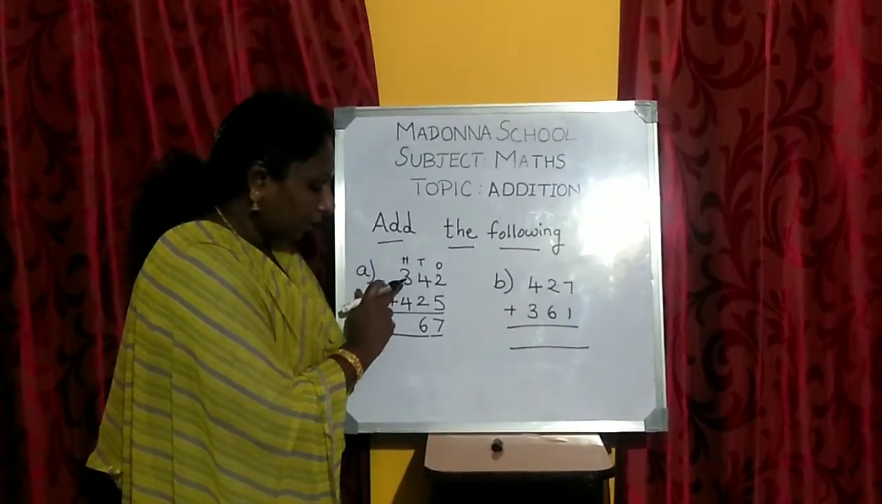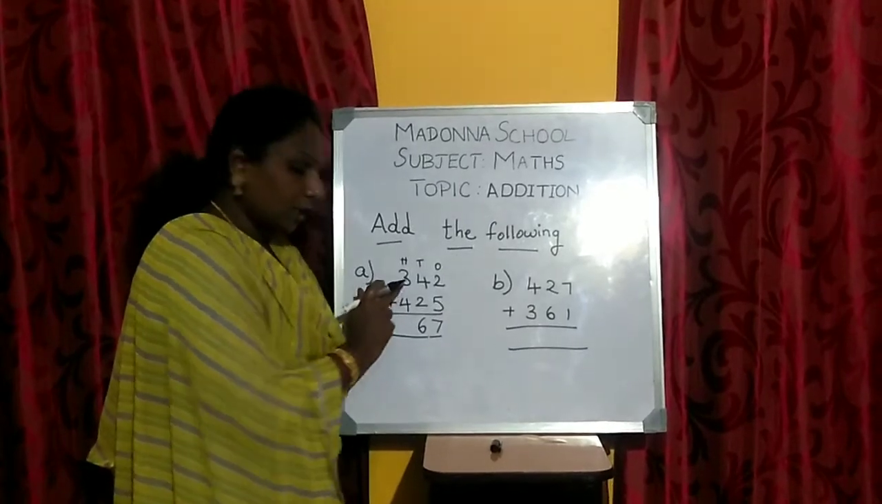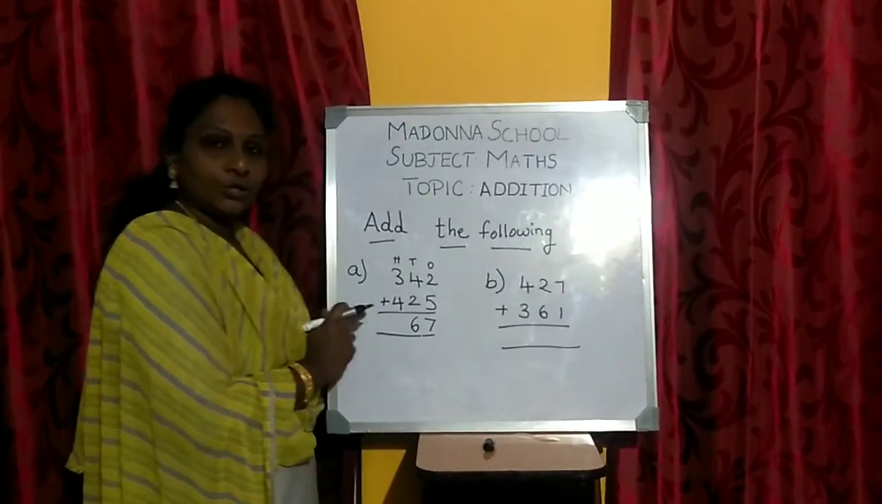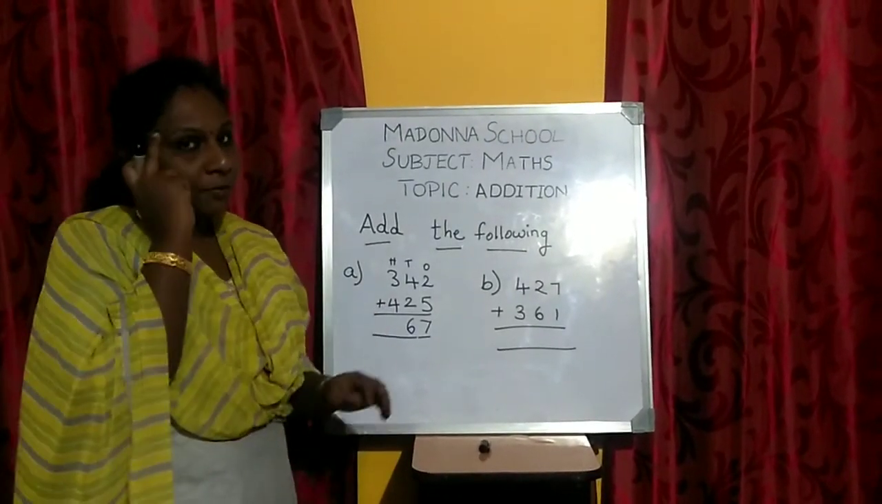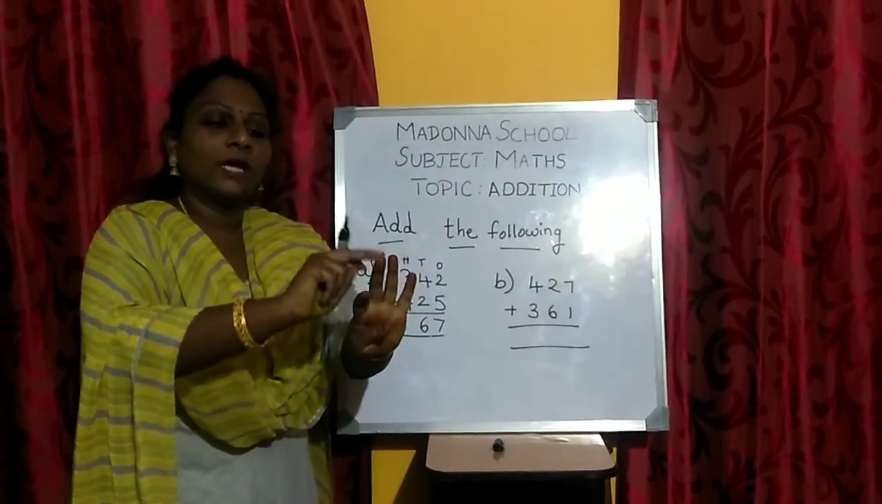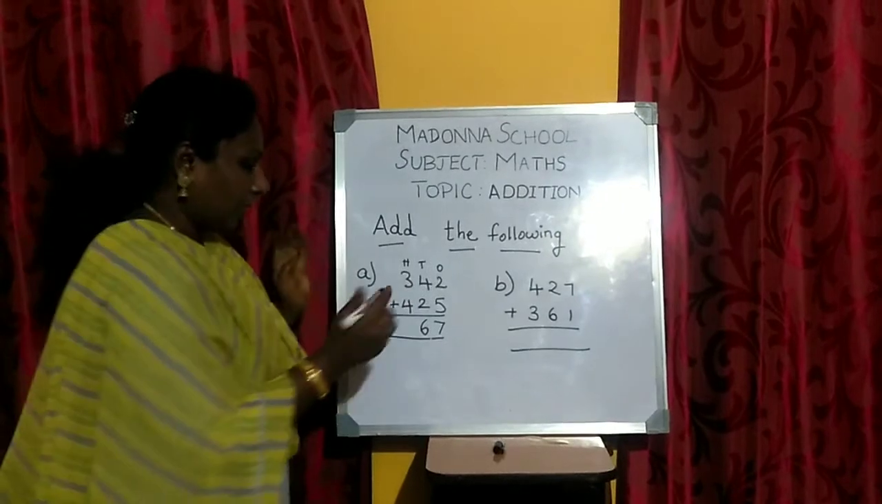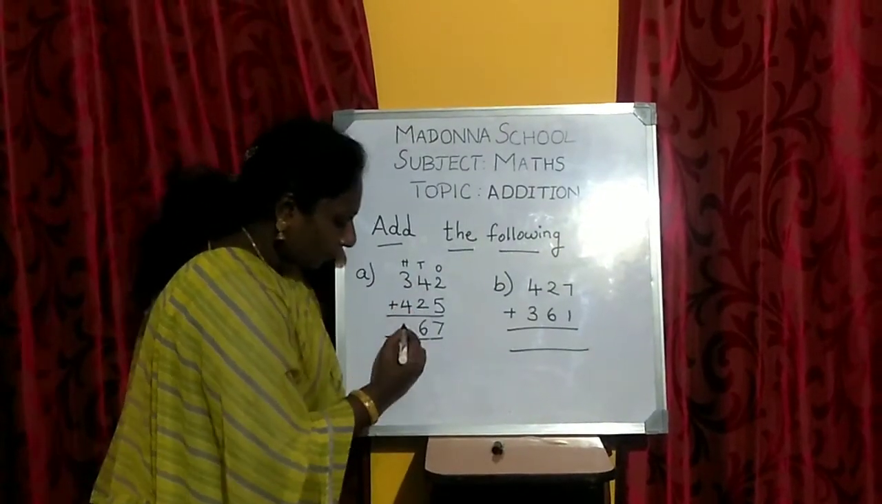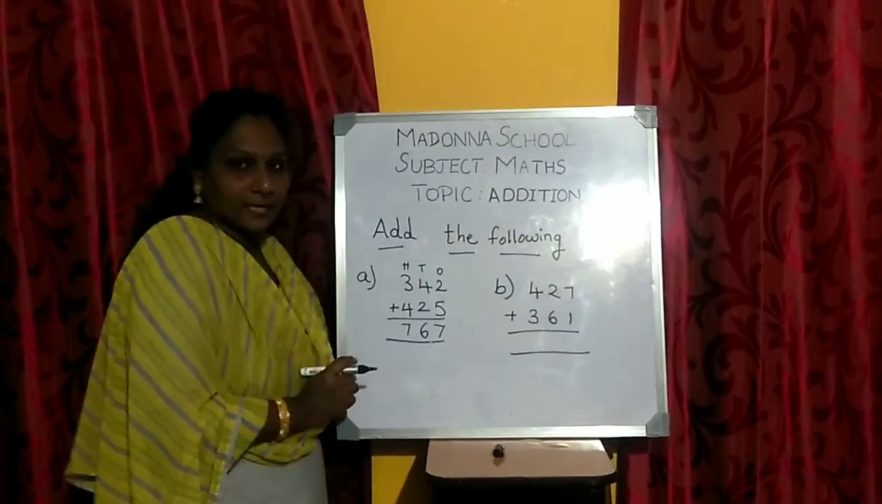So the next is the hundreds place. What is the number? 3 plus 4. First number, keep it in your mind. Second number, show it on your finger. 3 in your mind, 4 on your finger. After 3: 4, 5, 6 and 7. So 3 plus 4 equals 7.